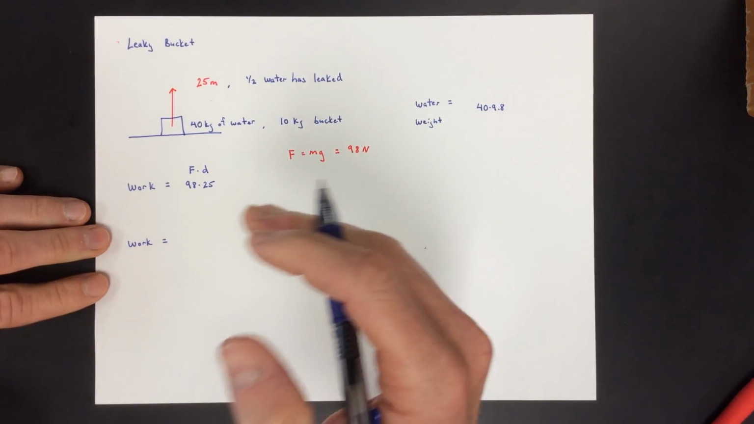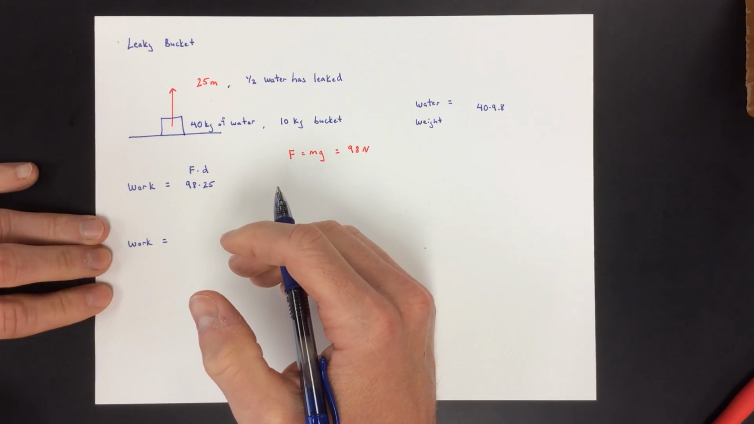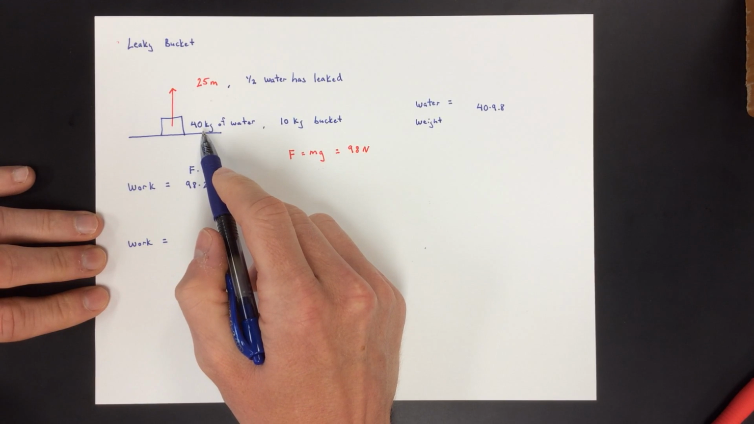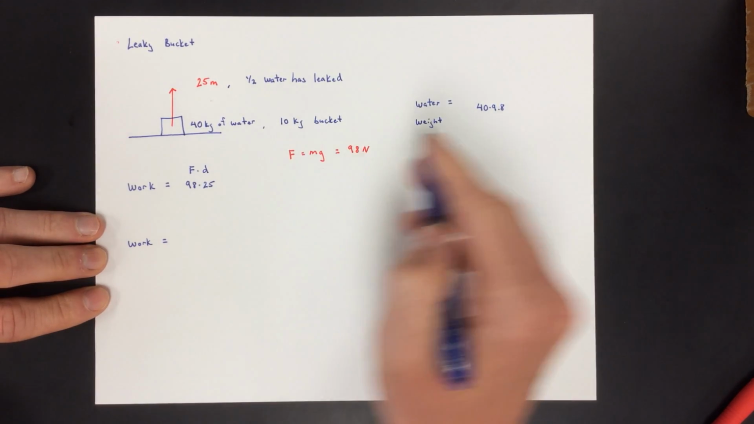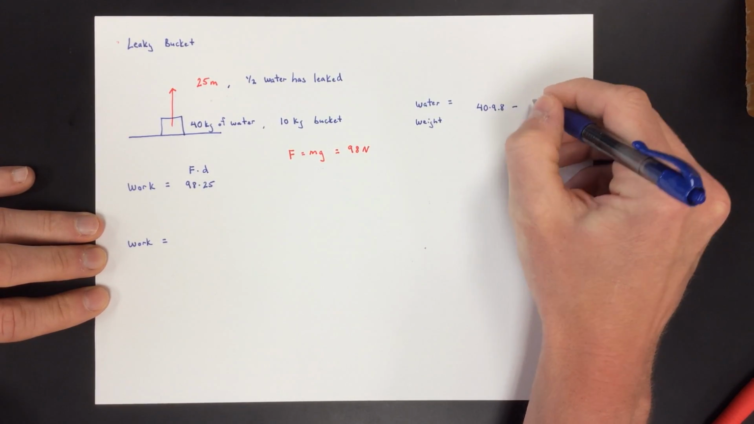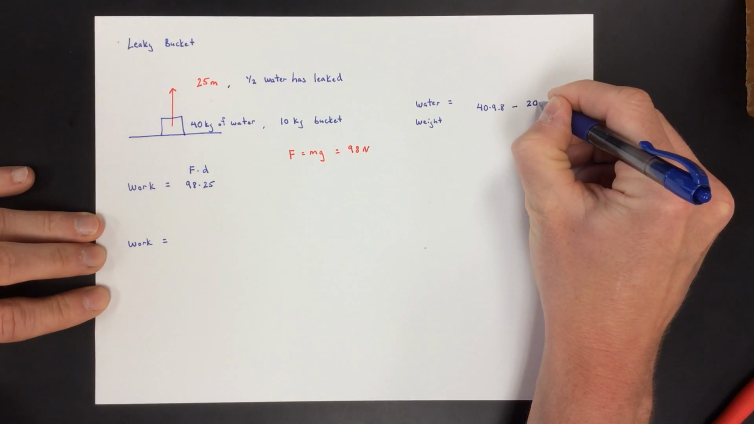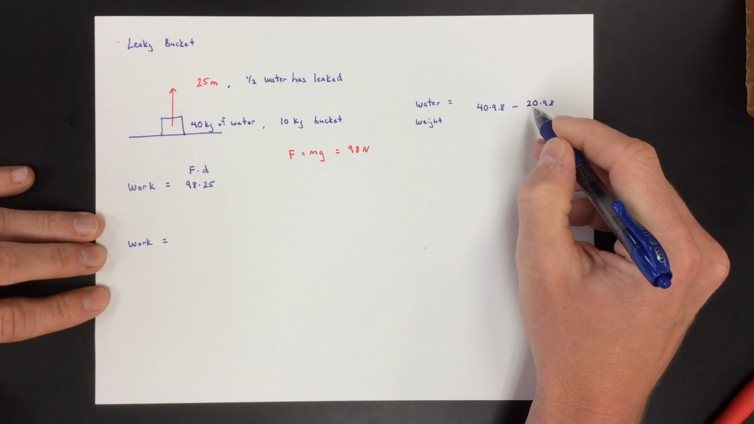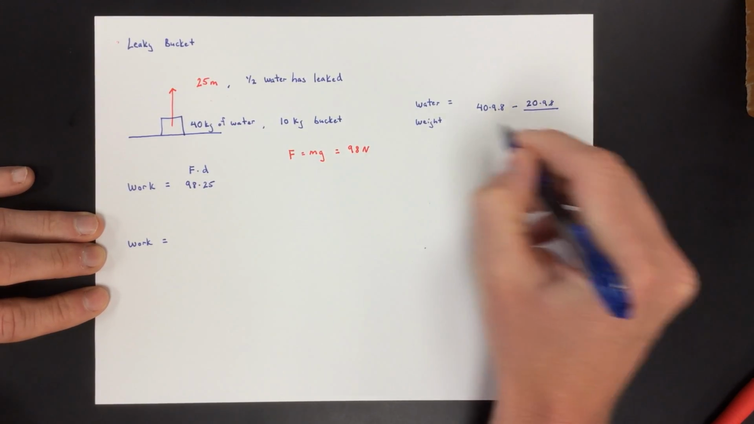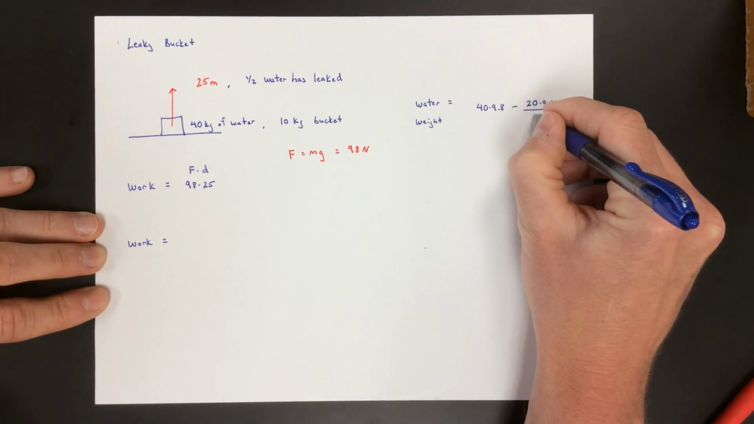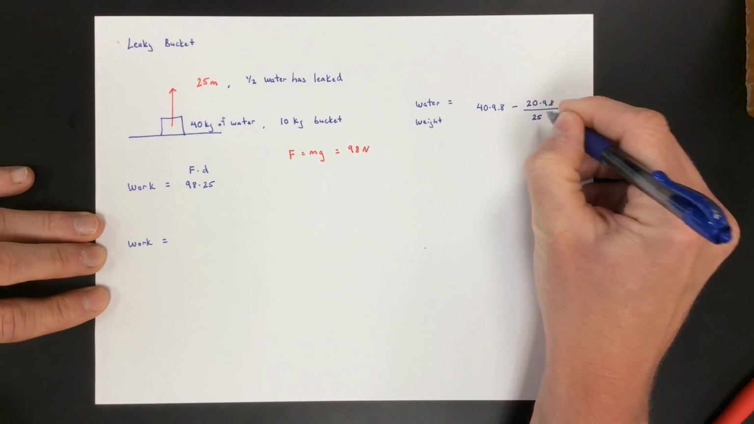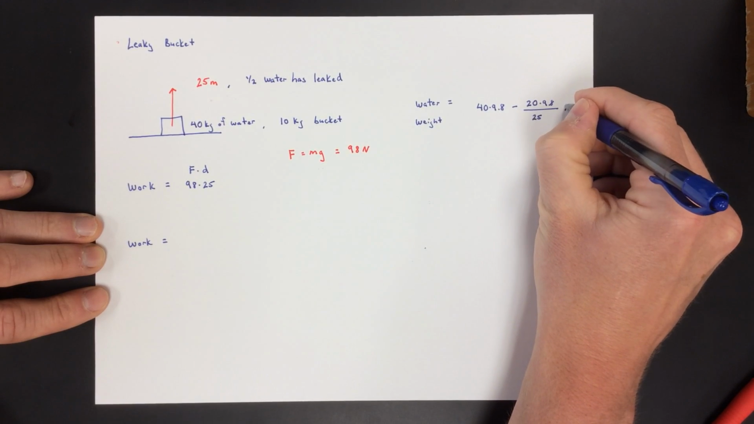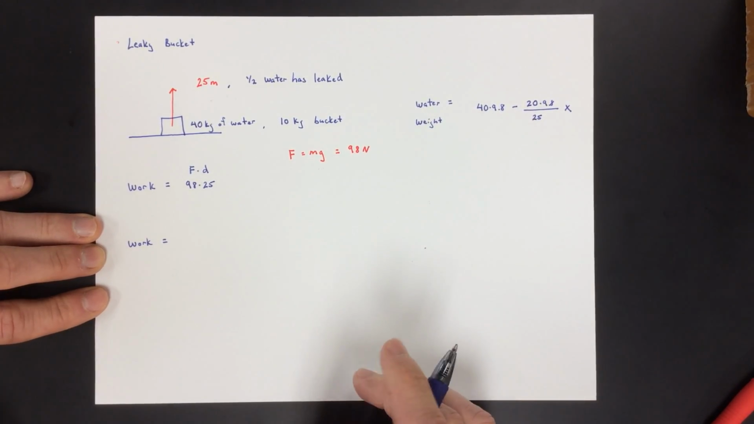We're going to lose so many newtons per meter. And again, what did we lose? Well, if we lost half of this, we lost 20 kilograms. So we're losing 20 kilograms, which is 20 times 9.8. That's how many newtons we lose per meter, over 25 meters. All right, you have to think about that for a second. Think about all those numbers.